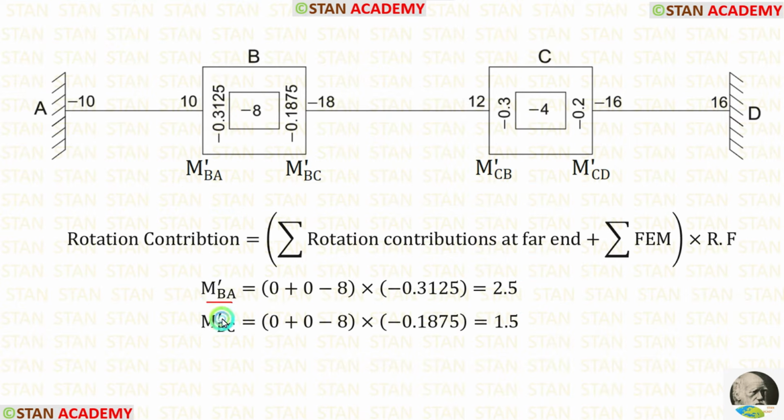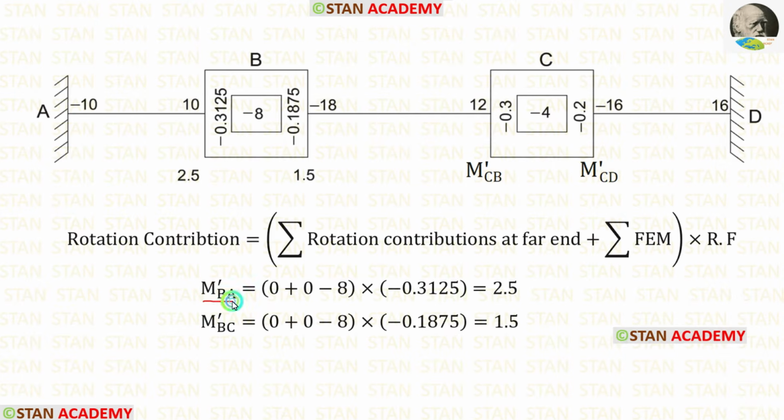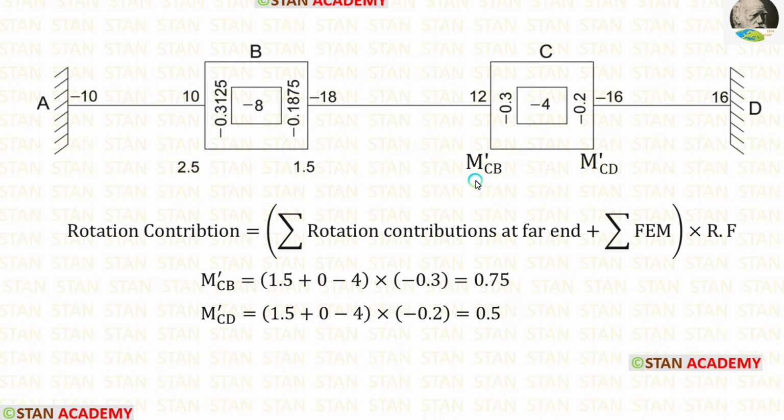We know that for M'BA and M'BC, all of the values will be same except the rotation factor. The rotation factor for BC is -0.1875. After the calculations, we are getting M'BC is equal to 1.5. Let us enter the value of M'BA here and M'BC here.